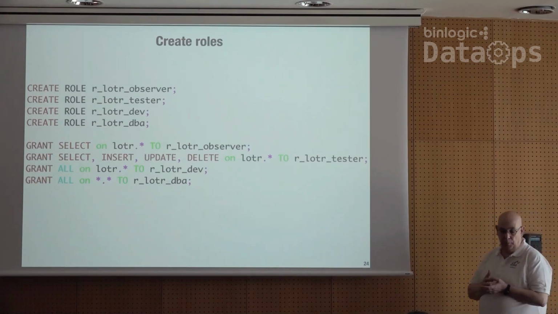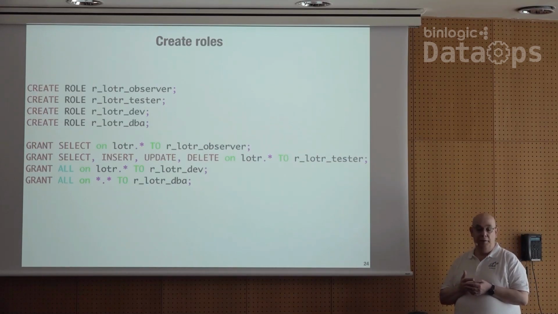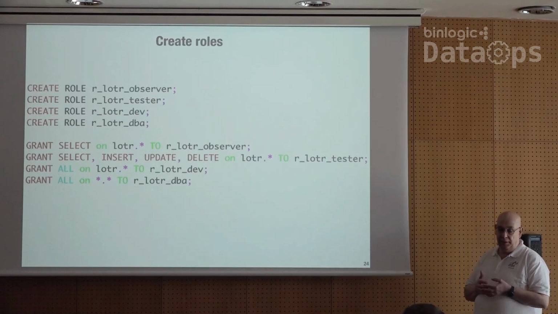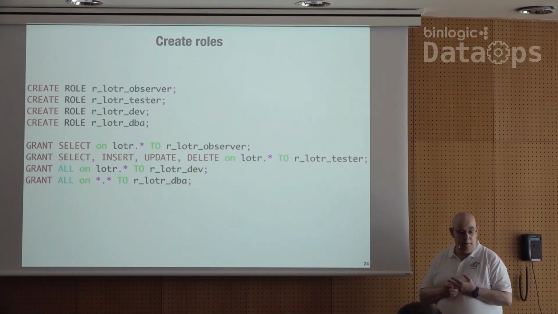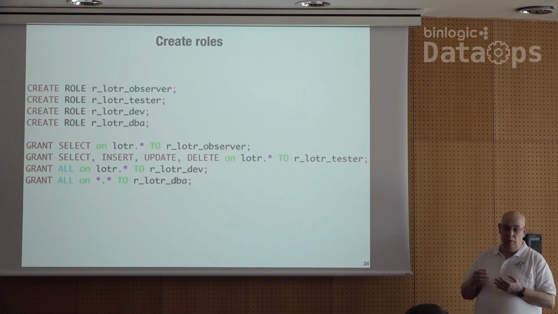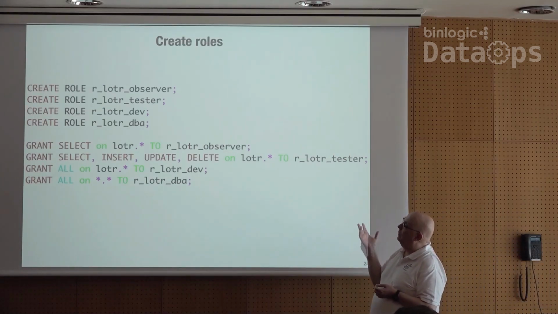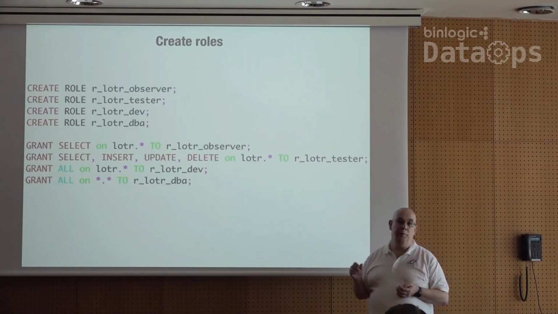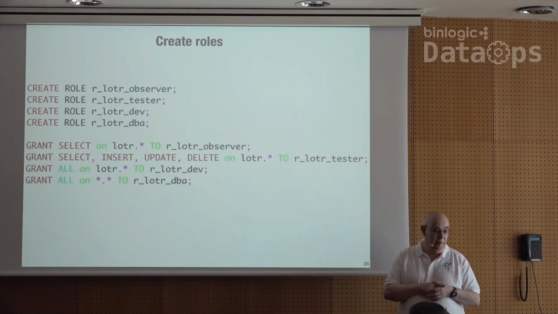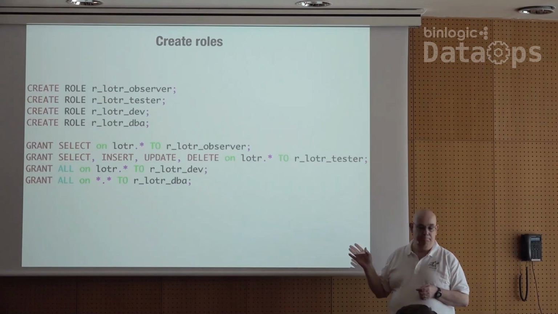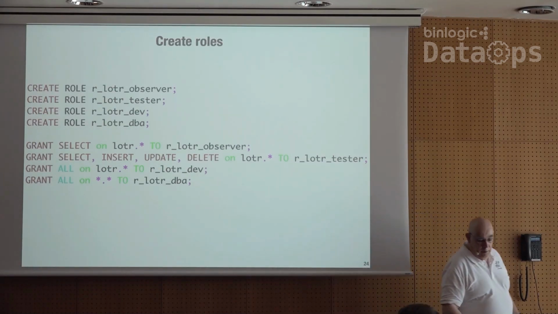What do we do? We say that the observer can only select, the tester can do select, insert, update, and delete, and the developer has all privileges on that database, and finally the DBA has all privileges on everything.